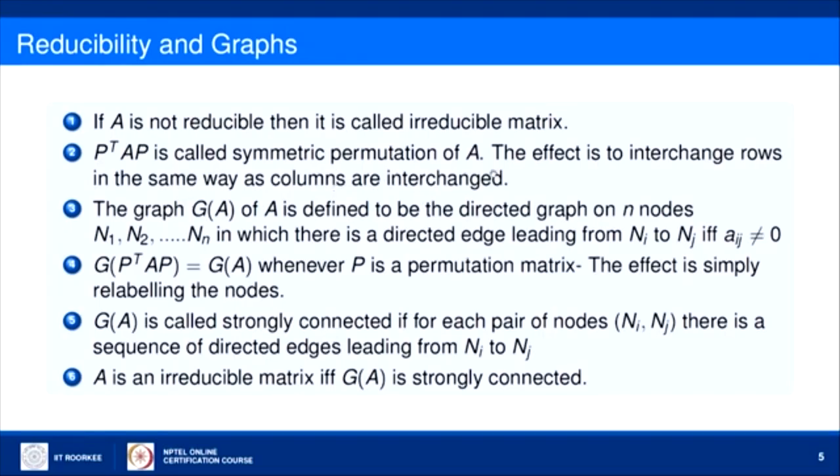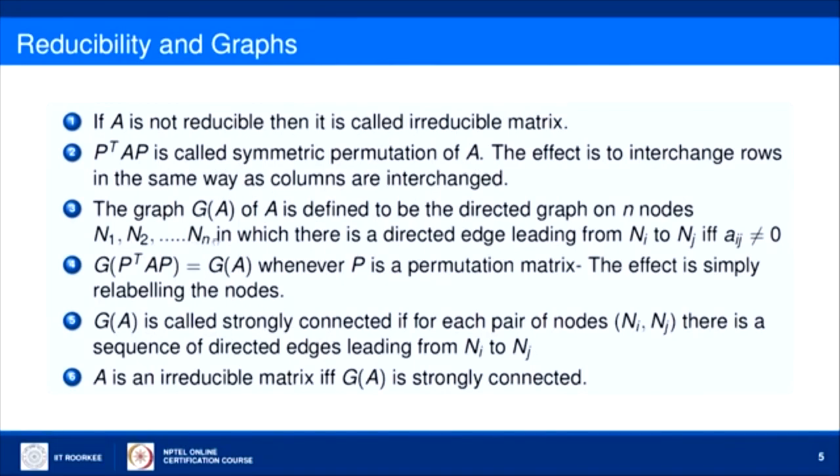Now, let us see what we can say about the graph of such matrices. The graph of matrix A is defined to be the directed graph on n nodes, if the size of A is n by n, having n1, n2, up to nn as nodes, in which there is a directed edge leading from ni to nj if and only if aij is not equal to 0.